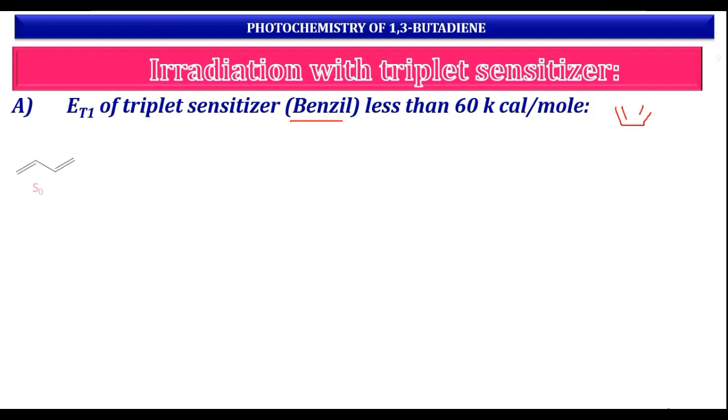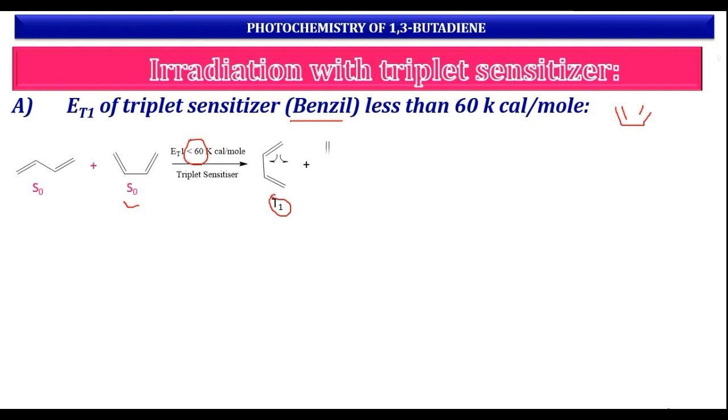Again we start the reaction with 1,3-butadiene, which exists as S-cis and S-trans. You can observe both isomers are in the ground state. On irradiating with a triplet sensitizer whose energy is less than 60 kilocalories per mole, this excites only the cis molecule. It undergoes excitation to a triplet state, so that is the only one involved in cleavage.